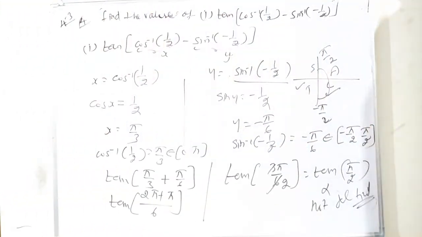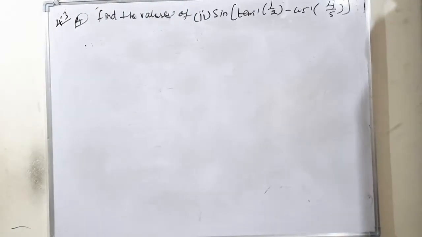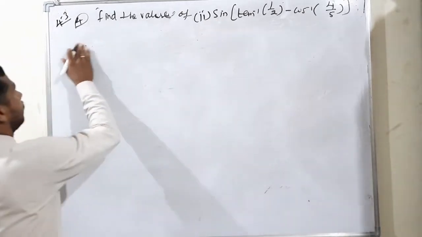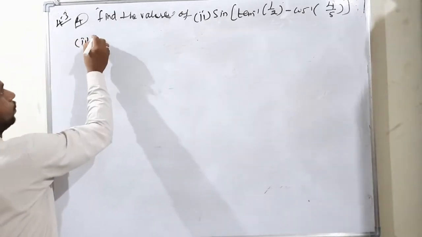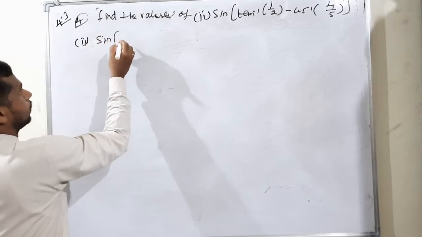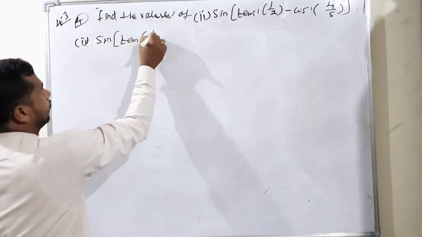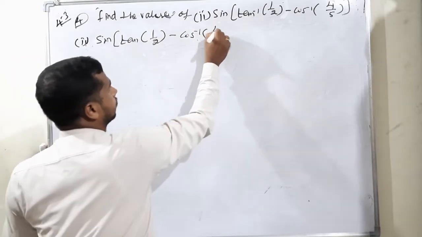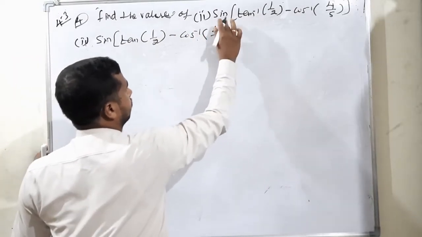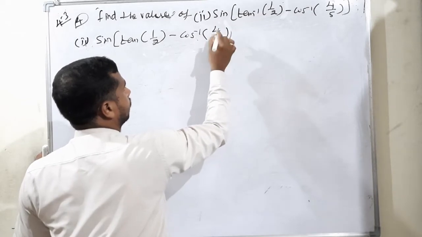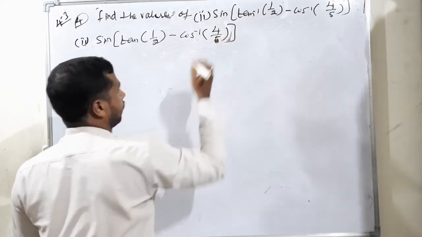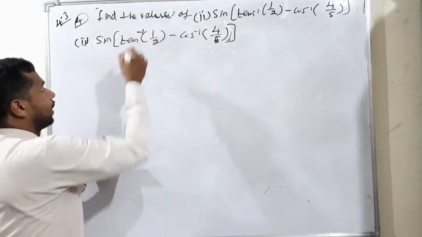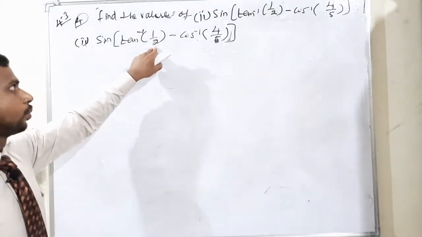Subdivision 2. Question number 4. Find the value of, what is the question? Subdivision 2: sine of tan inverse 1 by 2 minus cos inverse 4 by 5. Listen very carefully. This is tan inverse 1 by 2.